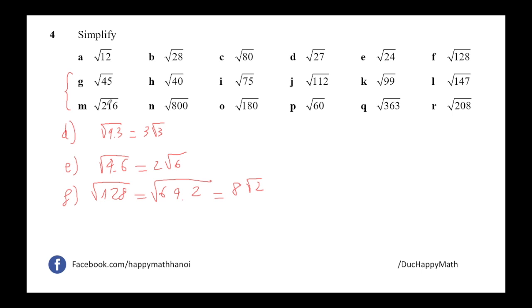Okay, in the same way with the remaining questions, you factor the number inside the square root so that one factor has to be the perfect square, times another number that should be an integer, and you take the square root of the perfect square, because the square root of a perfect square is an integer.